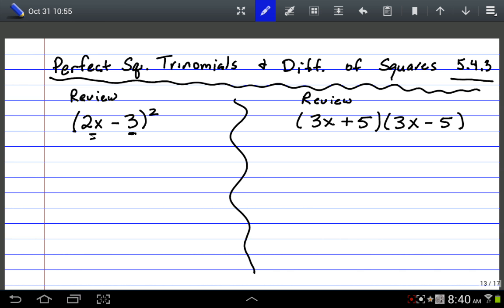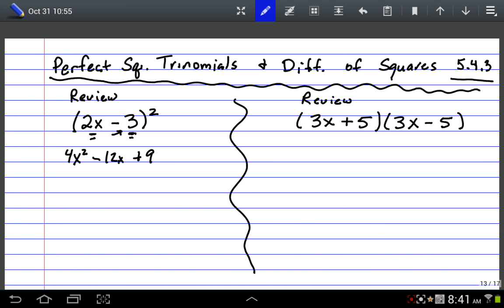So I can take 2x and square it, and that would be 4x squared. Negative 3 squared would be positive 9. So there we have square and square. Now, twice the product means I'm going to take these two and multiply. 2x times negative 3 would be negative 6x, and twice that would be negative 12x. I don't really need those parentheses.